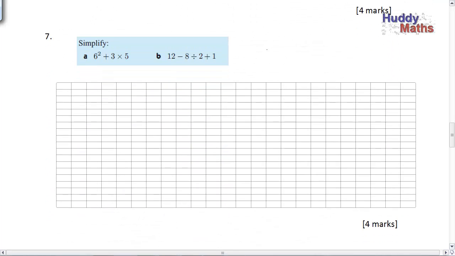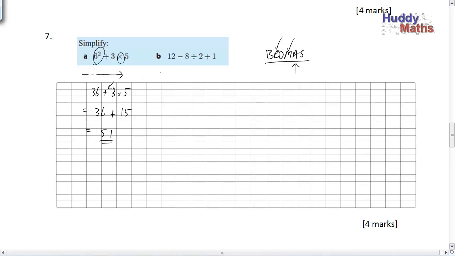Simplifying this, this looks like another Bedmass problem. Okay, so starting, read the problem across there. Here we have the operations that'll come first. Exponents and multiplication. So let's do the exponents first. 36 plus 3 times 5. Now we'll do the multiplication because the addition is down here. The multiplication is first. So it's plus 15, and that's going to come to 51.